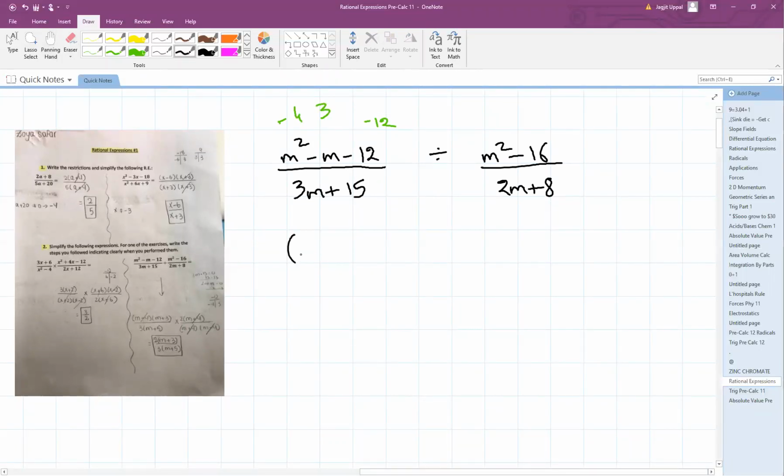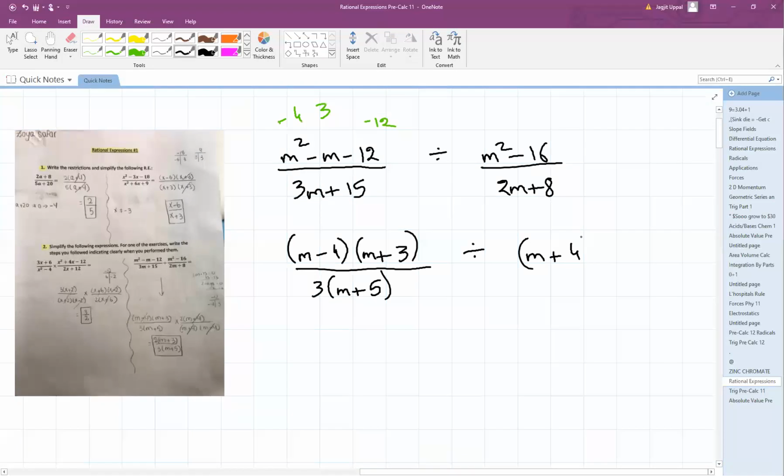Agreed? So that's going to be m minus 4 and m plus 3. Then for the bottom, you're going to factor the 3 out, and that gives you m plus 5. Now, guys, we need to leave it as divided for now. Okay, so this is just going to be m plus 4 and m minus 4. And the bottom is you're going to factor the 2 out, and you get 2 times m plus 4.